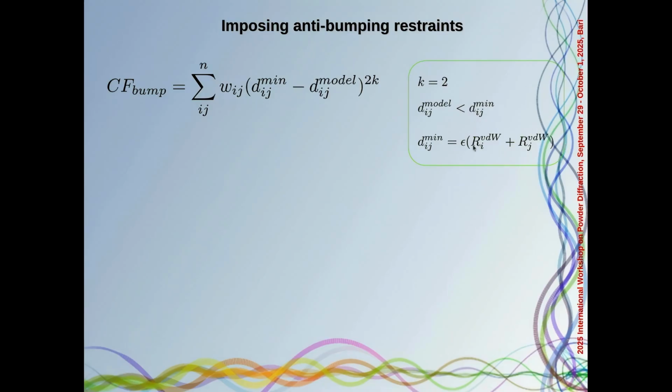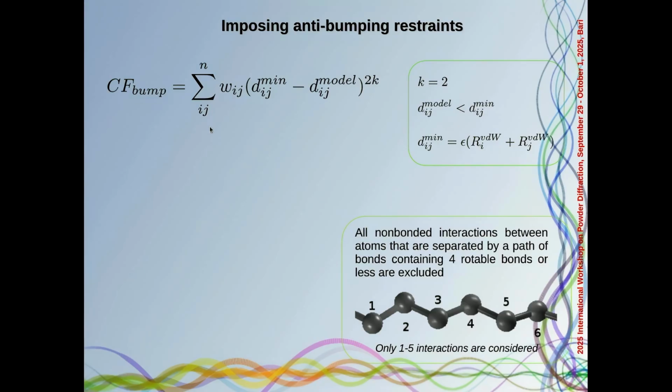This minimum distance can be calculated using the van der Waals radii multiplied in EXPO by a factor. The default value for this factor is 0.7. So if you in practice increase this distance, you increase the number of pairs of atoms considered in the loop for the calculation of this cost factor.